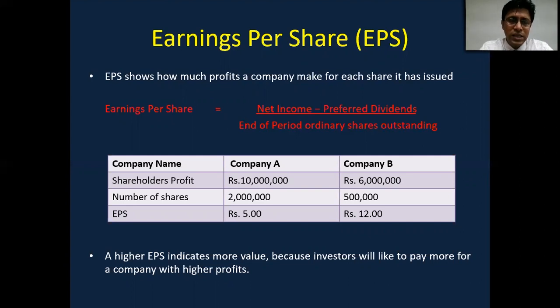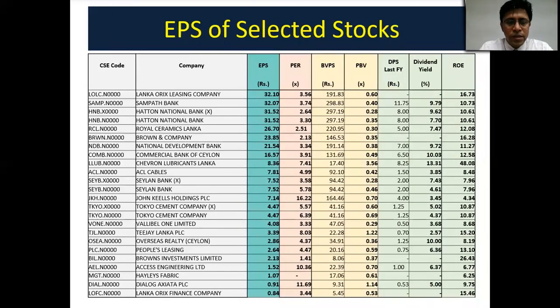Therefore, an investor is likely to pay a higher price for a company which has a higher EPS compared to a company with a lower EPS. This table shows the earnings per share of some of the more prominent companies. The highest is at the top and the lowest is at the bottom.